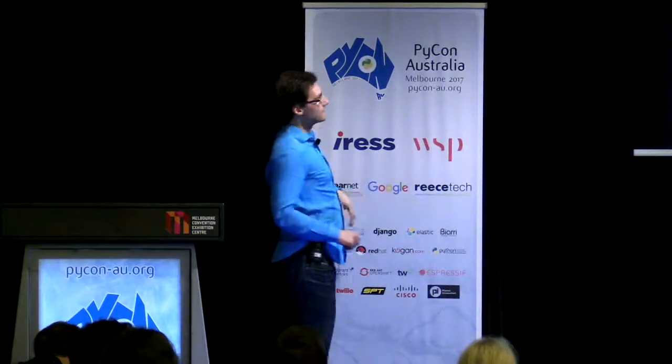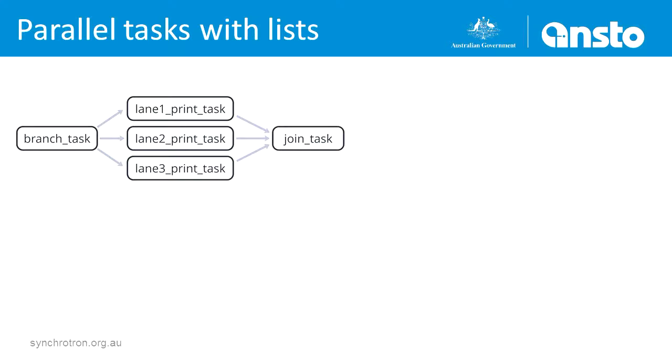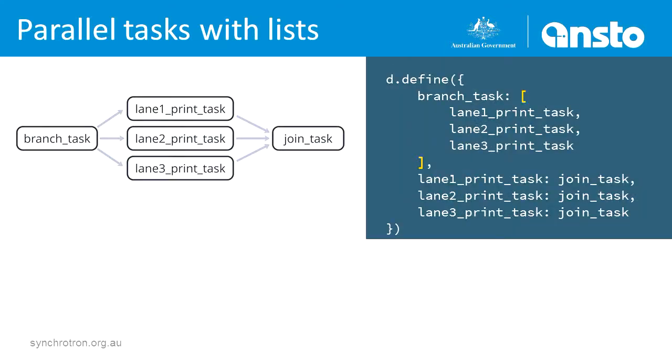Now we talked about a sequence, but what if we want to do parallel? Something like that, where we have a branch task that branches out to 3 tasks and then has a join task where they all come together. We do it with a list. So instead of having the value being a single task, we just have a list of tasks. And that is how we do the fan out into multiple parallel tasks. So in this example, the branch task goes to the 3: lane 1, lane 2, lane 3. And then lane 1 goes to join, lane 2 goes to join, and lane 3 goes to the join task. And this describes that graph on the left.